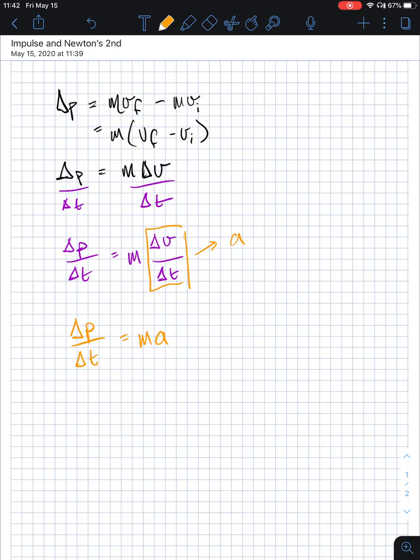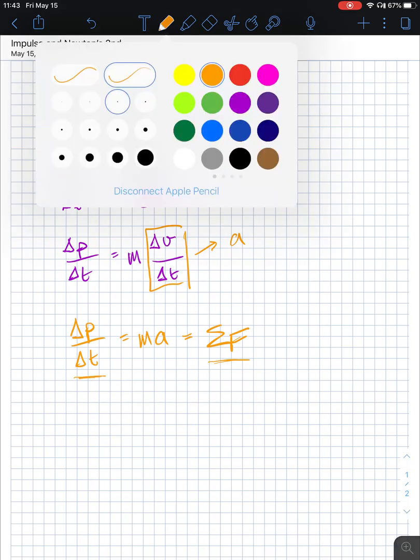And Newton's second law says the sum of the forces acting on an object will be equal to its mass times its acceleration. So that means we have a new relationship here: the change in momentum of an object divided by the amount of time that goes by is going to be equal to the sum of forces acting on that object. And that, interestingly enough, is how Newton originally thought of his second law. He didn't think about it in terms of mass and acceleration. He thought about it in terms of change in momentum and change in time.